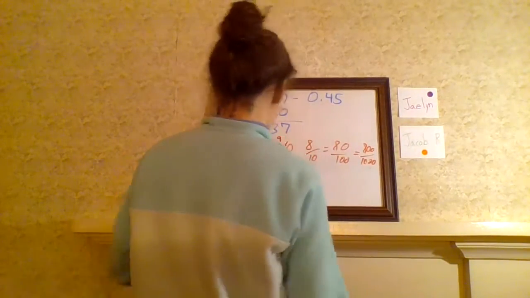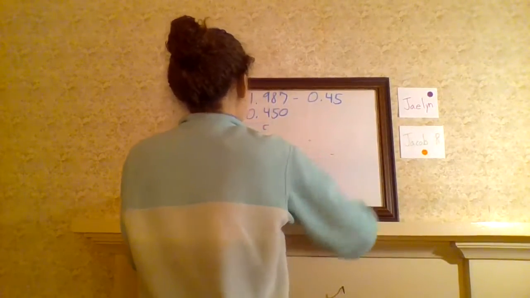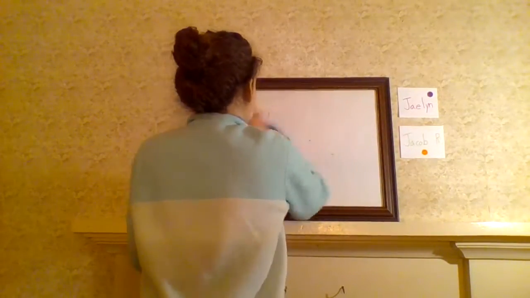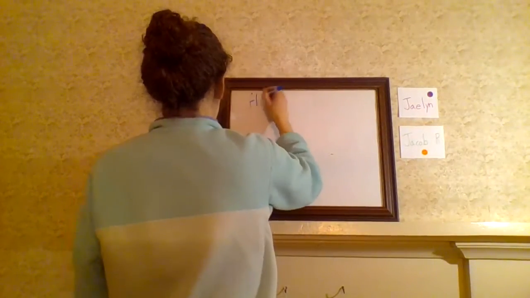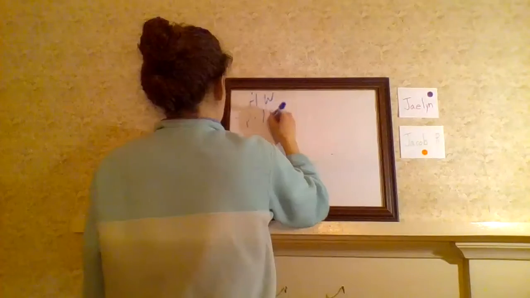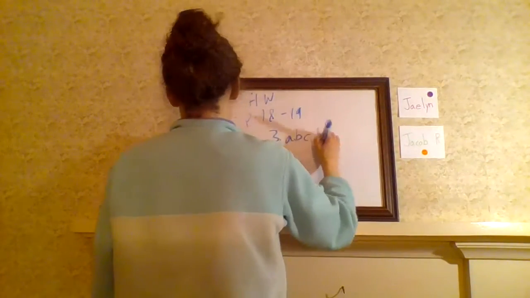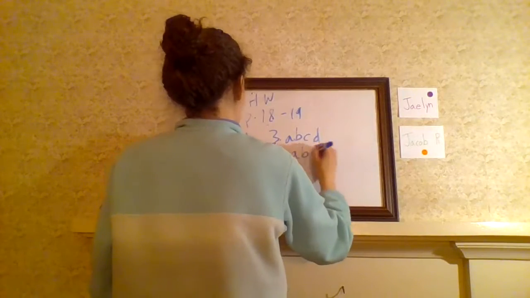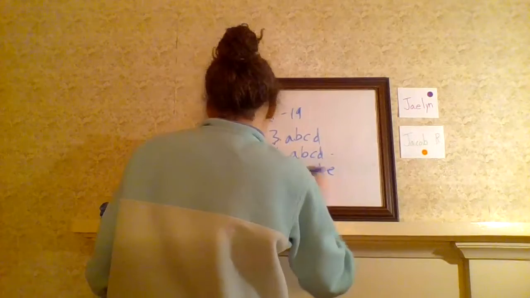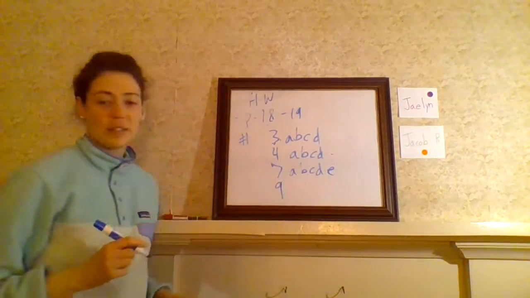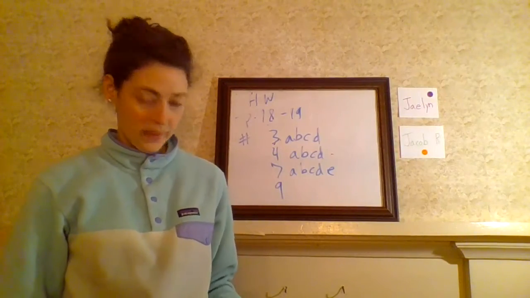So for homework, we are going to do page 118 to 119, number 3 A, B, C, D. Number 4, A, B, C, D. Number 7, A, B, C, D, E. And number 9. So great. If you have any questions, just email me, and yeah, have a great day.